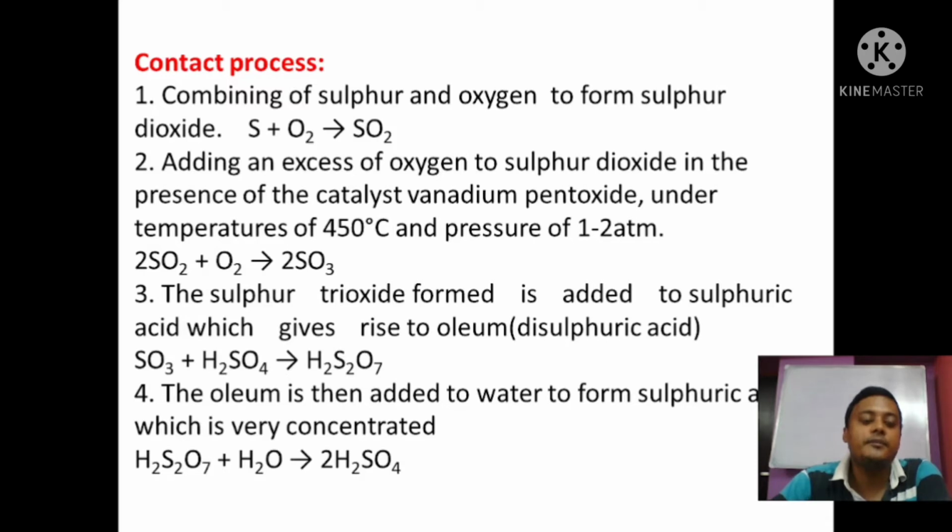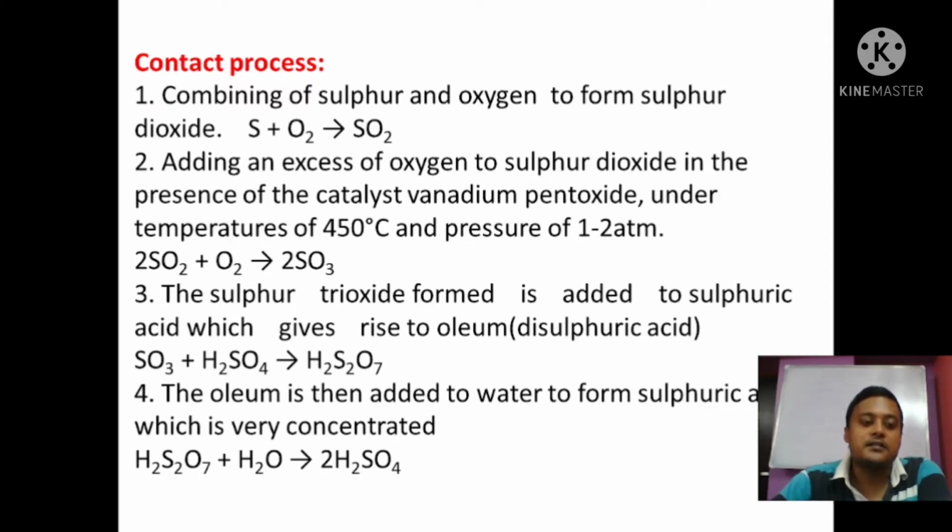In the first step, sulfur combines with oxygen to form sulfur dioxide. The second step is a reversible reaction. In that case, you have to remember the catalyst, temperature and pressure. The catalyst used is vanadium pentoxide, temperature 450 degrees Celsius and pressure 1 to 2 atmospheric pressure.